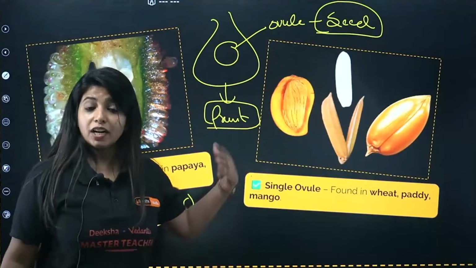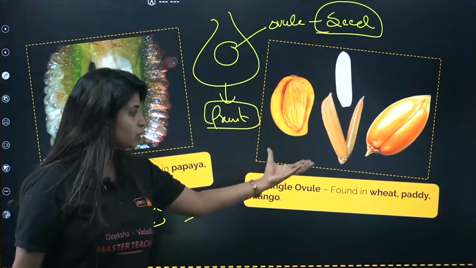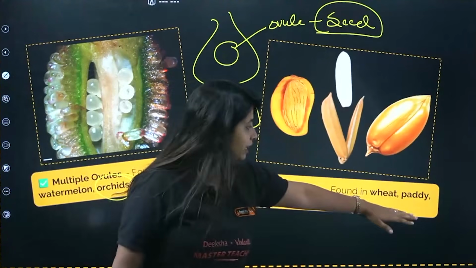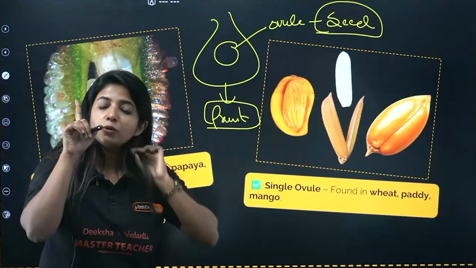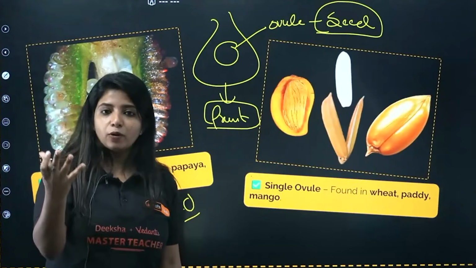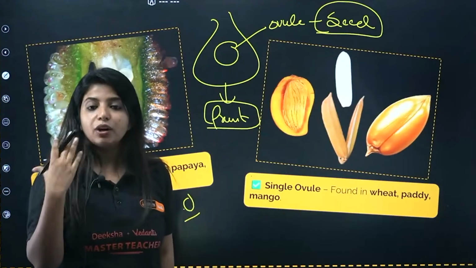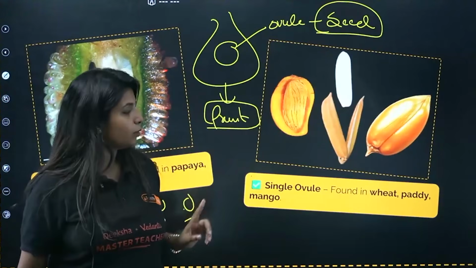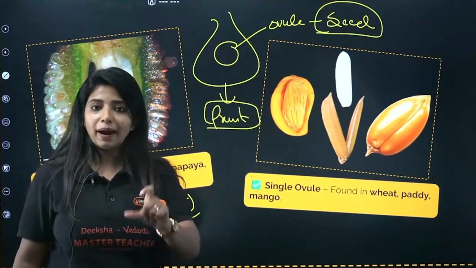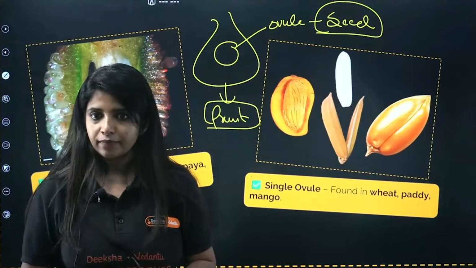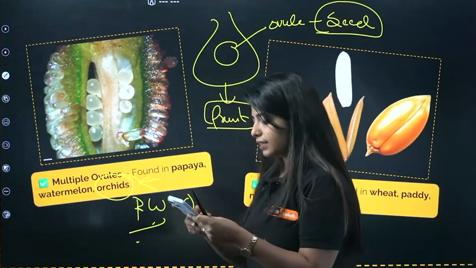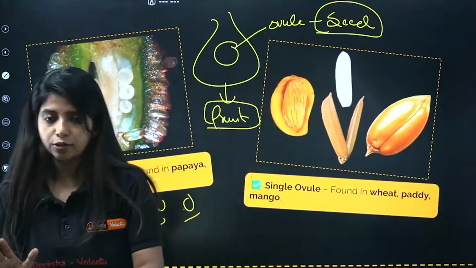Orchid. Now there are chances that there can be a single ovule as well. It is found in wheat, paddy, mango, and things like that, wherever you find only one seed. In mango, there is only one seed, right? You have eaten mango. So that is a single ovule. Apart from that, wheat and paddy are also just a single ovule. That is why we get a single seed. Got it? So please do remember that as well. That was the only thing that I wanted to tell you.